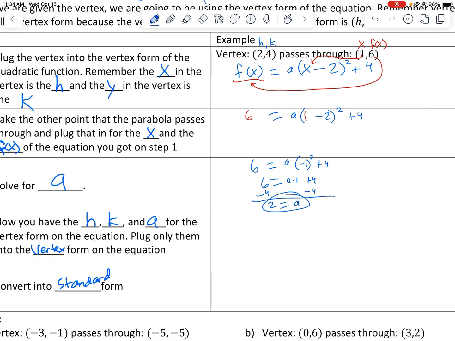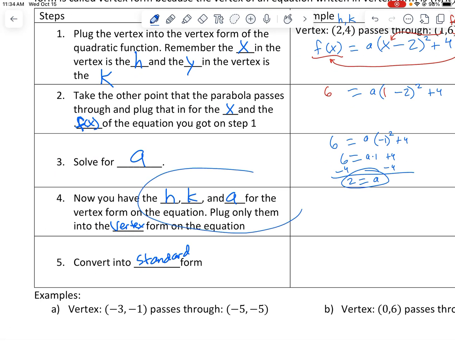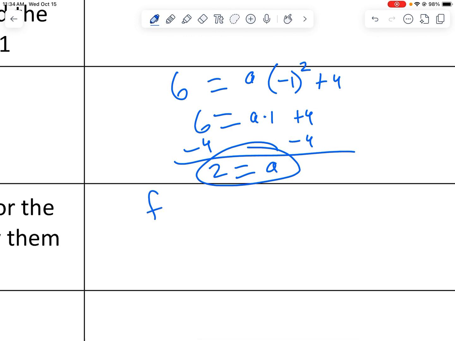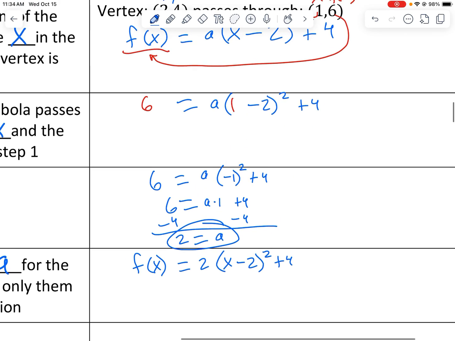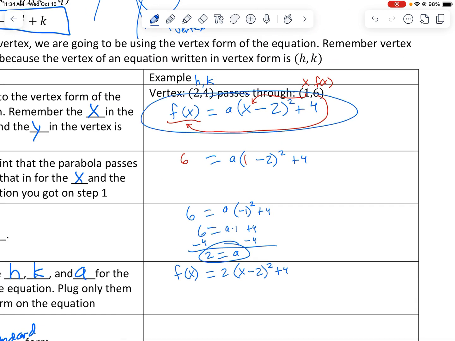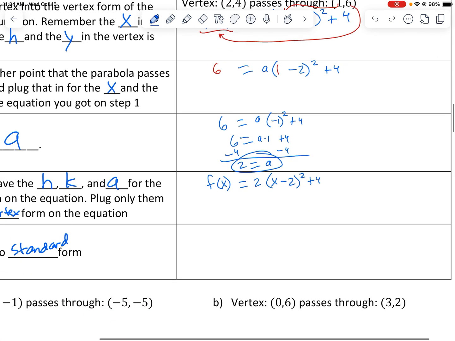A is 2. Nice. Okay, so now we have h, k, and a for the vertex form. We're going to plug them all in and see what we get. So f of x is going to come back. The a value is going to go in the a spot. It's still x minus 2 squared plus 4. And that's from here. So I'm just taking my vertex form that I was working with, and I'm putting the 2 in for the a that was right there. Okay. So hooray, we got it.